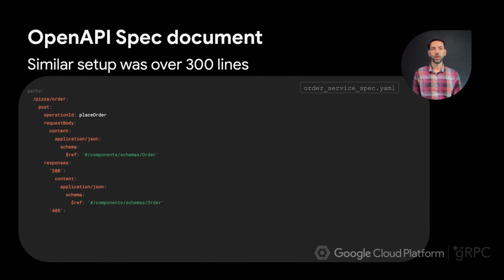In a RESTful world, there are two ways to describe the contract between the client and the server: a human-readable document describing the API, or a YAML file using the OpenAPI spec. Both can get quite verbose. We tried writing a YAML spec for the placeOrder API, and it turned out to be over 300 lines.